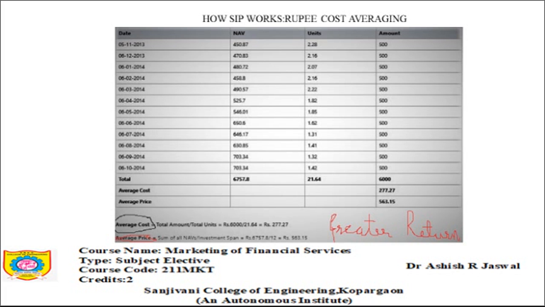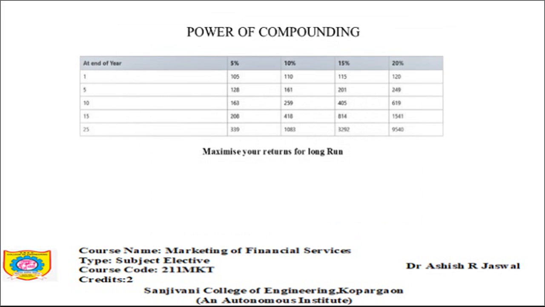563.15. That is what is talking about average price. What does it mean? That the investment I made has given me greater return as compared to the investment made. That is what is called rupee cost averaging. I suppose it makes clear sense of how a mutual fund is going to benefit me.